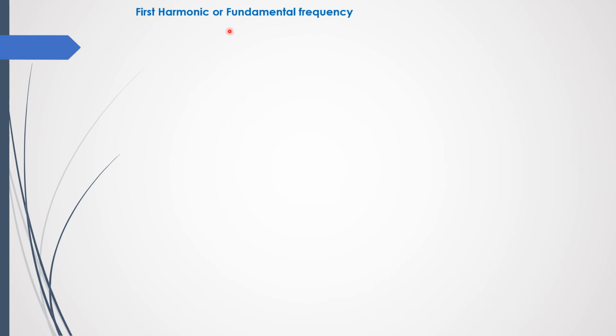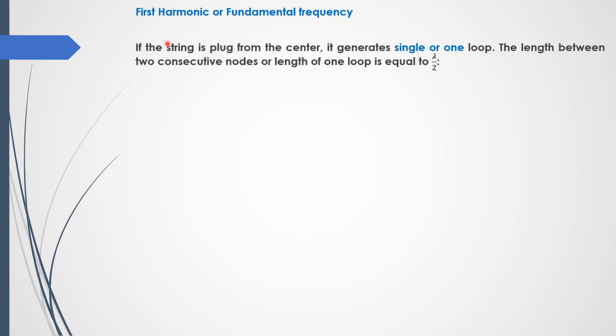Okay, first harmonic or fundamental frequency. If the string is plucked from the center, it generates a single or one loop. The length between two consecutive nodes, or the length of one loop, is equal to lambda by 2. You just remember that the length of one loop is lambda by 2. This will help you in solving the numericals.